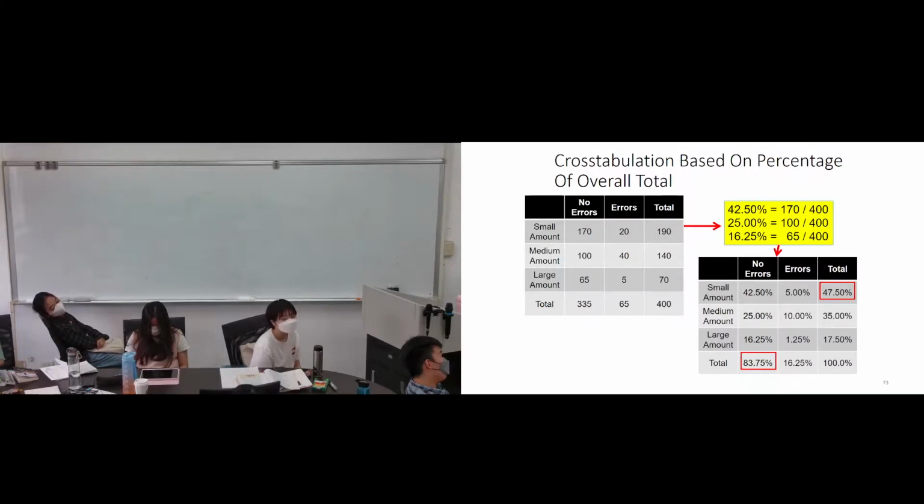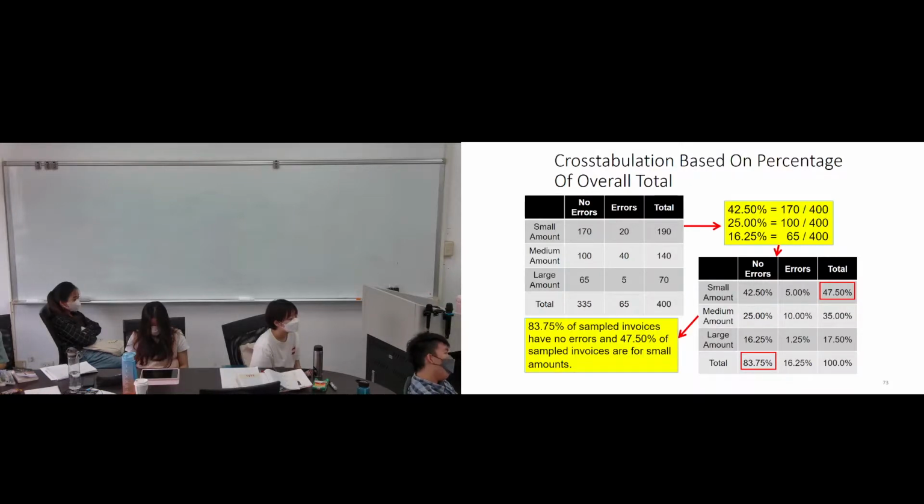Now let's see these two that I circled with red. What do they mean? One of them is the small amount, the total 47.50%. The other one, no errors, 83.75%. So we say that 83.75% of the sample invoices have no errors, and 47.50% of the invoices are small amount.